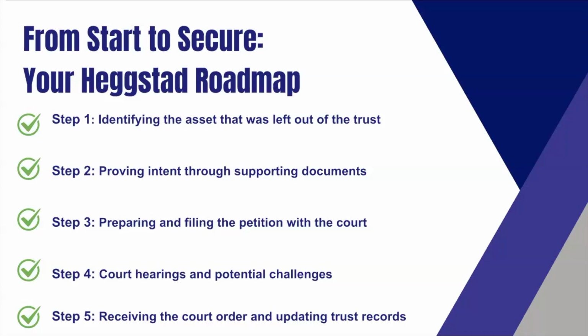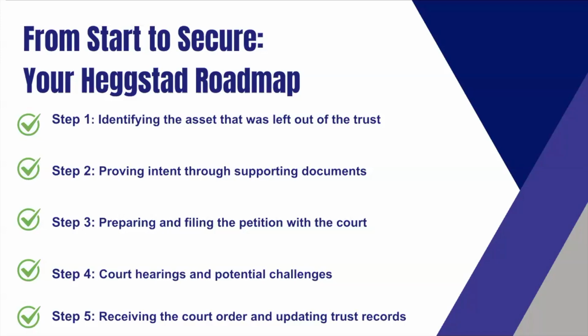So here, what we do to secure the Heggstad, in my example, where the house is outside of a trust, mom and dad passed away. Now we have the house outside. How do we draw it back into the trust? Mom and dad had a revocable trust. They have the pour over will. So we've identified the asset that was left out. And we want to identify all the assets at that time. So we've got to do our homework.